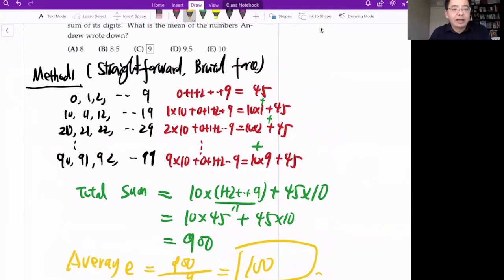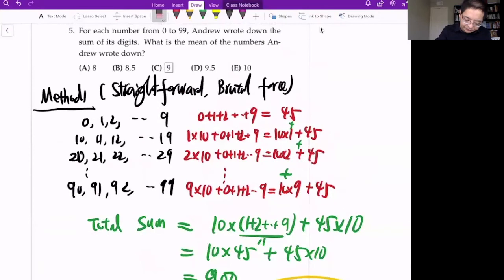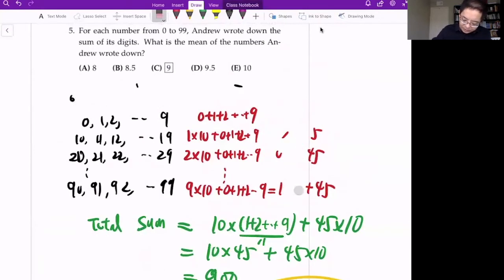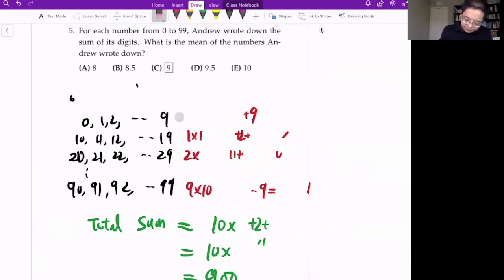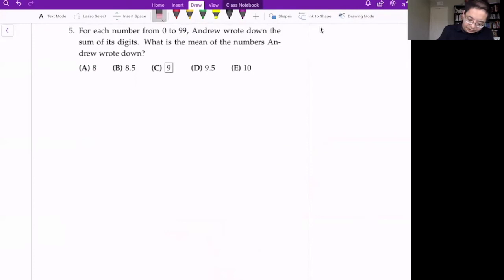Now let's look at method 2. Method 2 is a shortcut, which is kind of a Gauss trick, like when you calculate the sum of 1 all the way to 100. So let's look at method 2. I'm going to erase that. So this is method 1. Let me erase this. All right. Okay, so method 2.